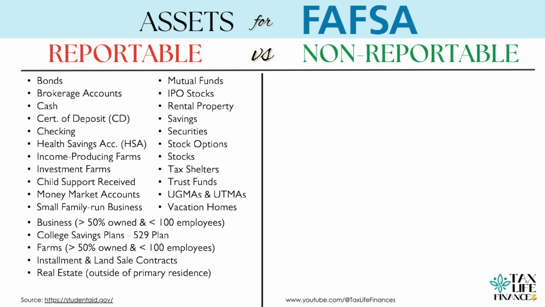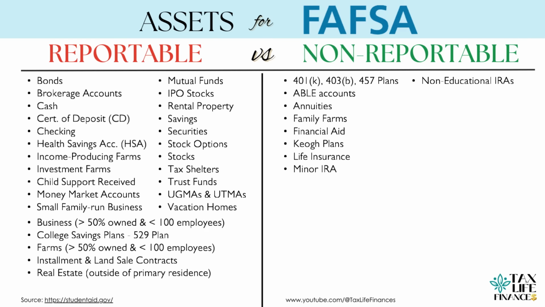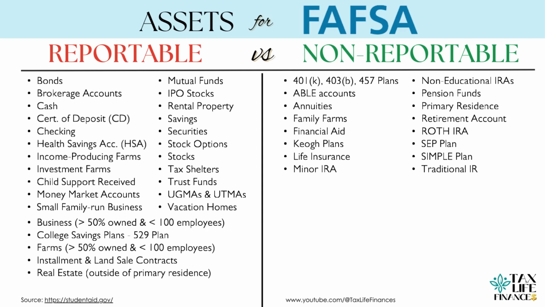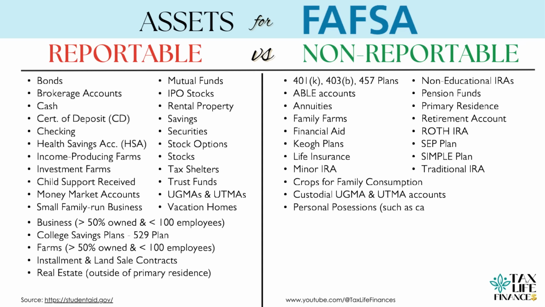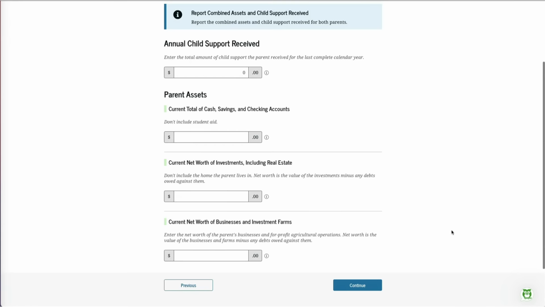The assets that are not considered reportable and don't need to be included on FAFSA are retirement accounts such as 401k plans, traditional IRAs, Roth IRAs, or SEP IRAs. You also don't need to report the value of your primary residence or personal property like cars, jewelry, and appliances. This list covers all the information provided in the Help section for each question.